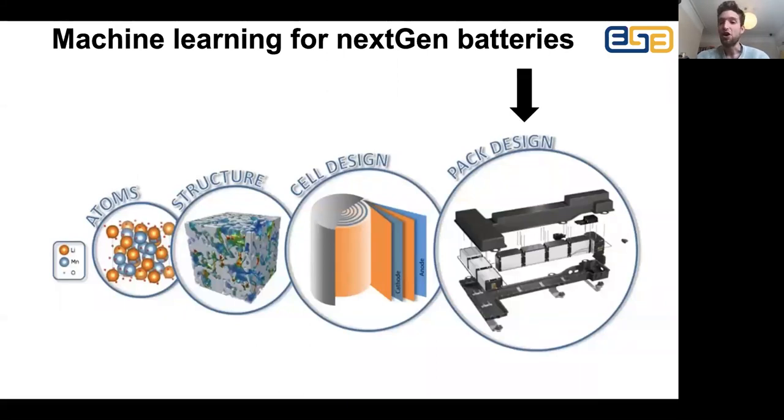Then if we think on the opposite scale, up at the pack design level, a lot of the work at this scale in terms of machine learning is trying to predict how we can balance a battery. So what cells we want to draw charge from at a particular time in order to try and maximize range, minimize degradation, and try to get the most out of the battery over its lifetime that we can.